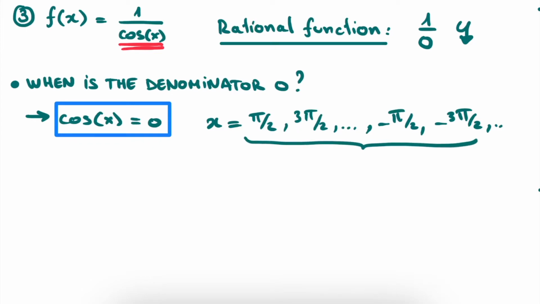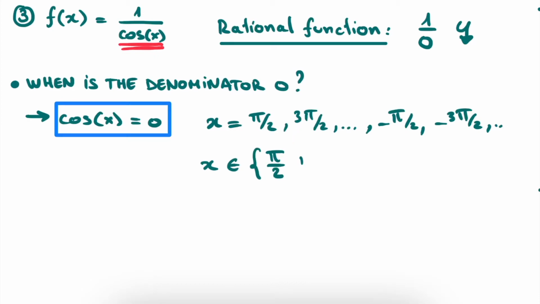So we need to write down the set that includes all of these values. And we can do so as follows. So x is an element of the following set: pi divided by 2 plus minus any whole number multiplied by pi. And any whole number we can indicate by saying that n has to be an element of the integers. For example, if n is equal to 0, then we simply get pi over 2.